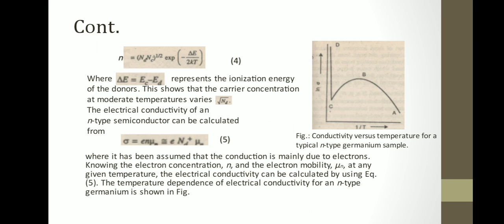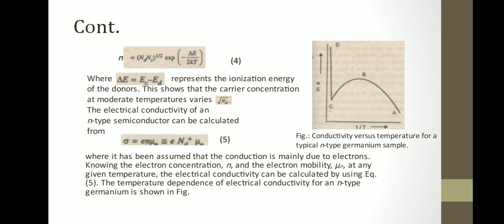n is equal to the square root of ND NC times exponent of minus del E by 2KT. Equation number 4. Here del E is equal to EC minus ED, which represents the ionization energy of the donors. The difference between the donor level energy ED and the conduction band edge energy EC is del E, which is required for the ionization of the donors. This shows that the carrier concentration at moderate temperatures varies as the square root of ND.